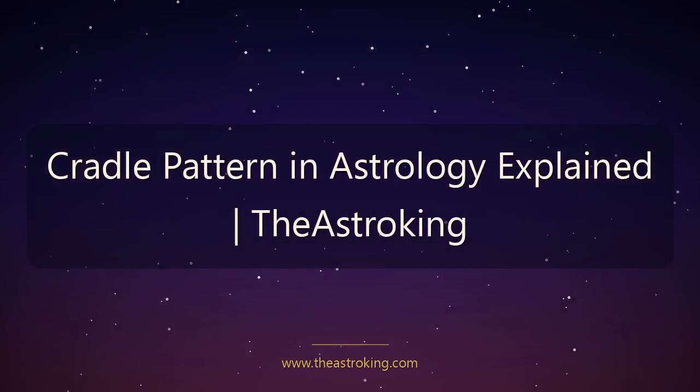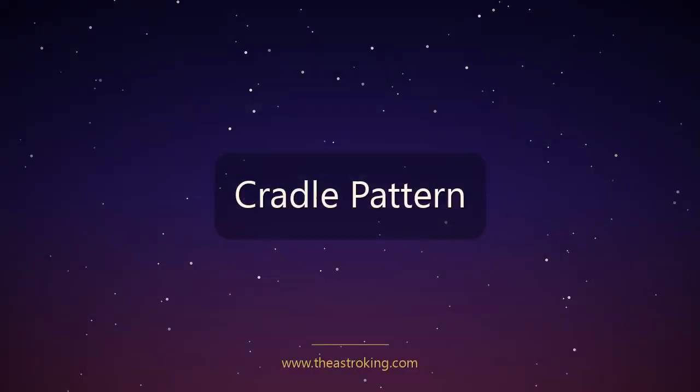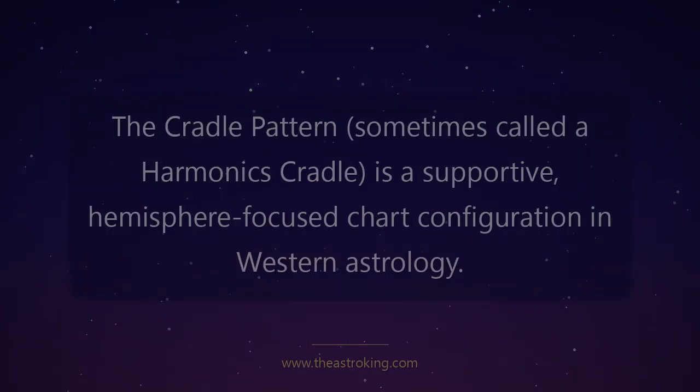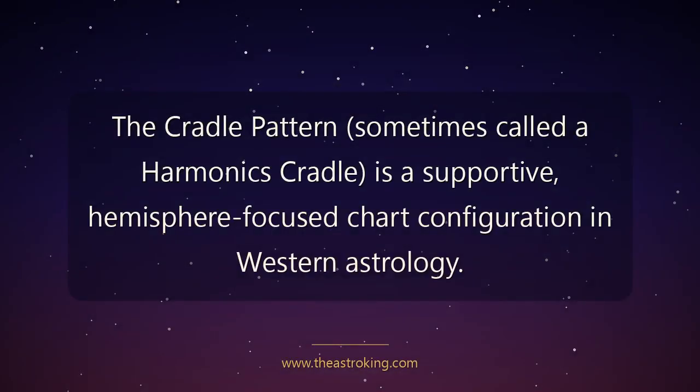Cradle pattern in astrology explained. TheAstroKing. Cradle pattern. The cradle pattern, sometimes called a harmonics cradle, is a supportive, hemisphere-focused chart configuration in Western astrology.